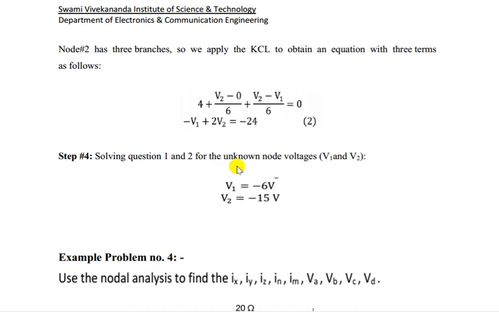Now we got two equations, equation 1 and equation 2, with two unknown variables. Solve them and you will get the node voltages V1 and V2.